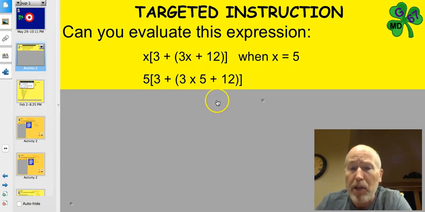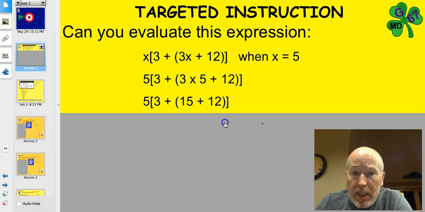This is for multiplication. All right, now let's take a look at it. We have to work from the inside brackets, the smallest set of brackets, which are these inside ones, and work out. So once again, we have multiplication, we have an addition problem. We have to do the multiplication first. That's in the order of operations. So 3 times 5 is 15.